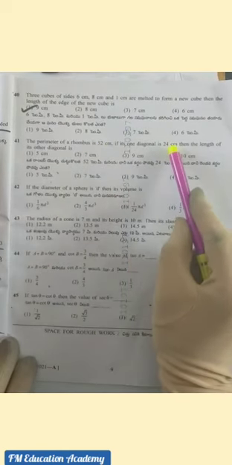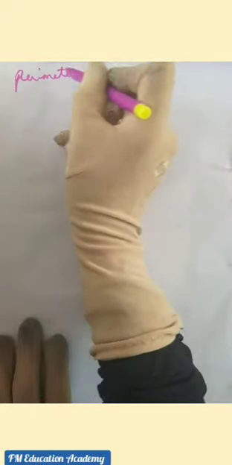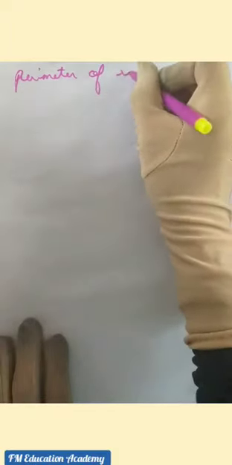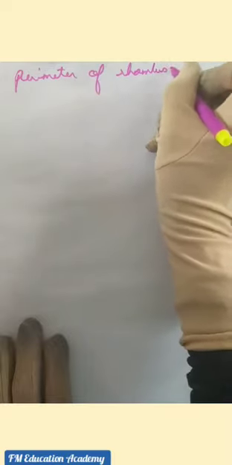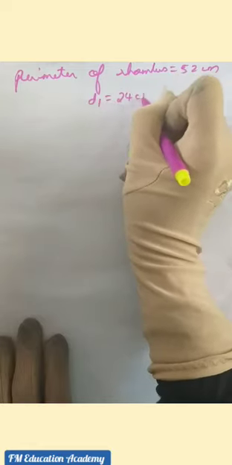41st question. The perimeter of a rhombus is 52 centimeter. If one of its diagonals is 24 centimeter, then the length of the other diagonal is asked. So the perimeter of a rhombus is given and one diagonal is given. We have to find the other diagonal. The perimeter of the rhombus is given as 52 centimeter. And the length of one diagonal, let us suppose D1, is given as 24 centimeter.